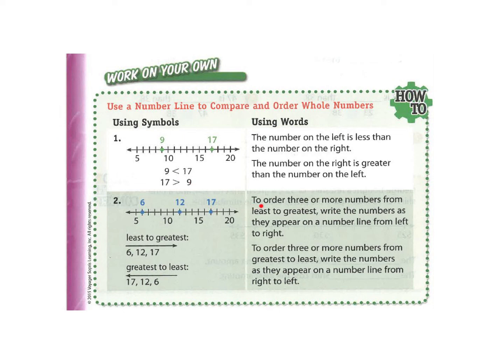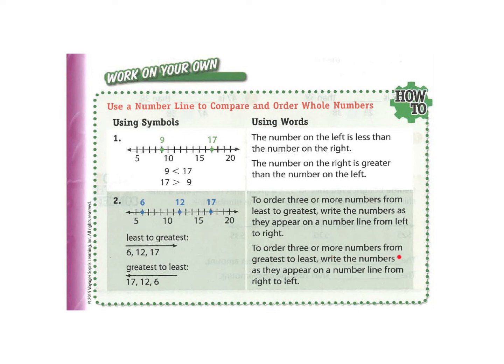This part says to order 3 or more numbers from least to greatest. Write the numbers as they appear on a number line from left to right. So just write them on the number line. If they give you 6, 12, 17, there they are. And then we can see very easily, least is 6, then 12, then 17.